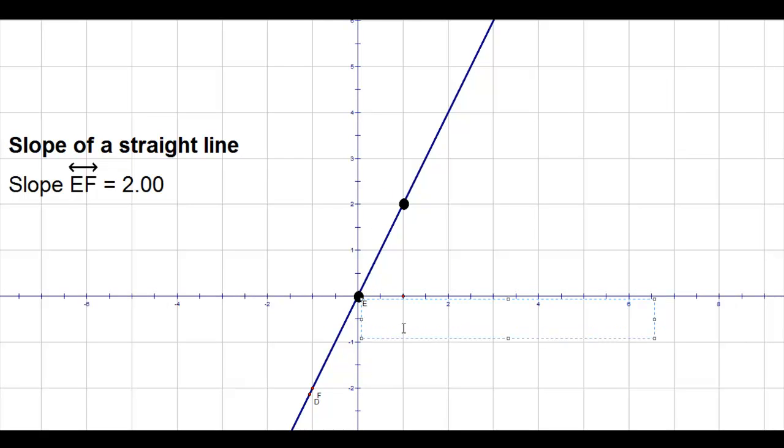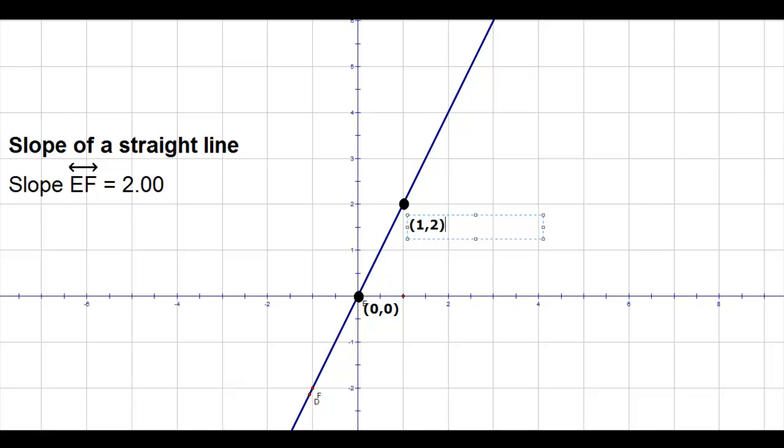Okay, so let's consider some points on this line. We look at this point, for instance, say 0, 0. It's too big. Let me reduce the font size. One moment. So this is 0, 0. And let's look at this one. The coordinates of this point are 1, 2.